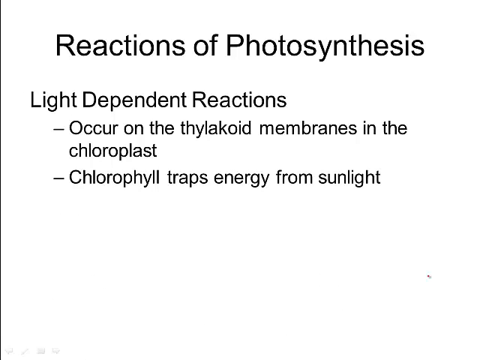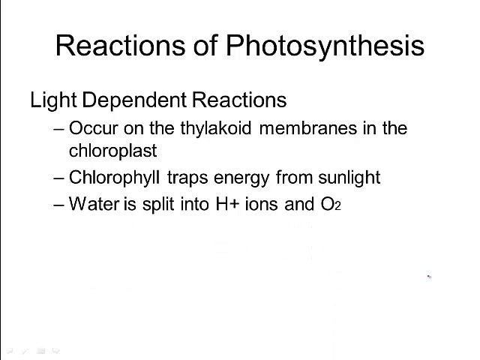So the chlorophyll will trap the energy from the sunlight, and also during this part of the reaction, we're going to use the water, and the water is going to get split into some hydrogen ions and oxygen gas. This is where we're going to make our oxygen gas as a waste product, and this is where we're going to get our energy from the sun. Those hydrogen ions are going to be used later on in the process of making the actual sugar.